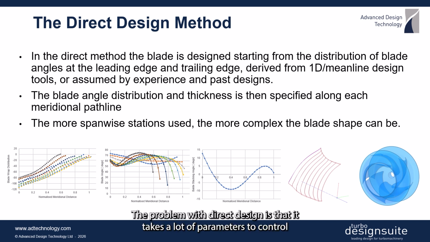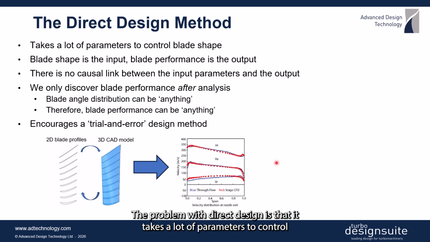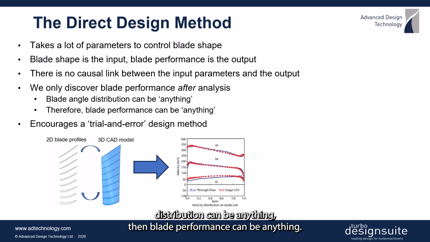The problem with direct design is that it takes a lot of parameters to control blade shape with sufficient variety to have a broad design space. The blade shape is the input and blade performance is the output, so there is no causal link between the input parameters and the output. We only discover blade performance after analysis, and because blade angle distribution can be anything, then blade performance can be anything. So direct design encourages a trial and error design method, which is wasteful of time and resources.